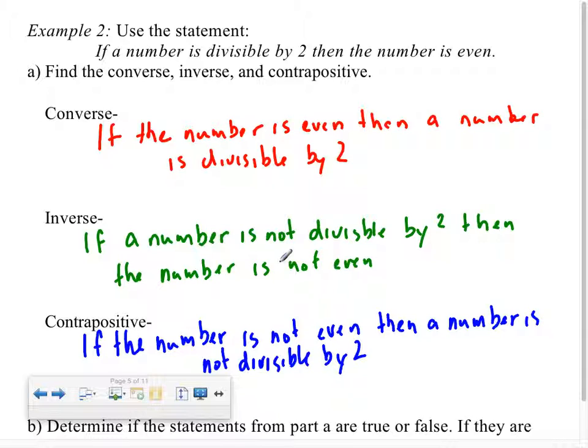Let's figure out the truth value of each statement. Converse, if a number is even, then a number is divisible by 2. That's true. Inverse, if a number is not divisible by 2, then it is not an even number. That's true. And if the number is not even, then a number is not divisible by 2 is true.